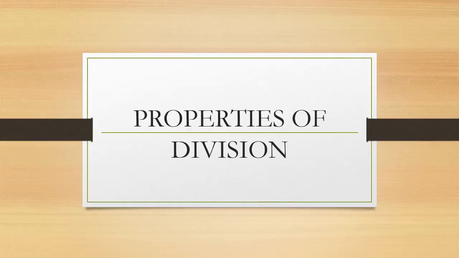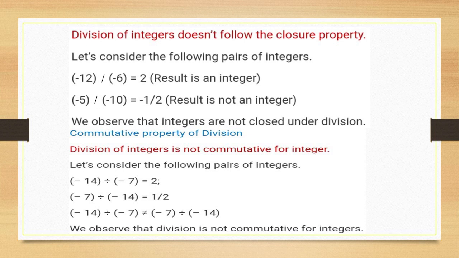The properties of division. Division of integers does not follow the closure property. Let us consider the following pair of integers. Minus 12 divided by minus 6 is 2. The result is an integer. Minus 5 divided by minus 10 is minus 1 upon 2. This is not an integer. So, division does not hold the closure property for integers.